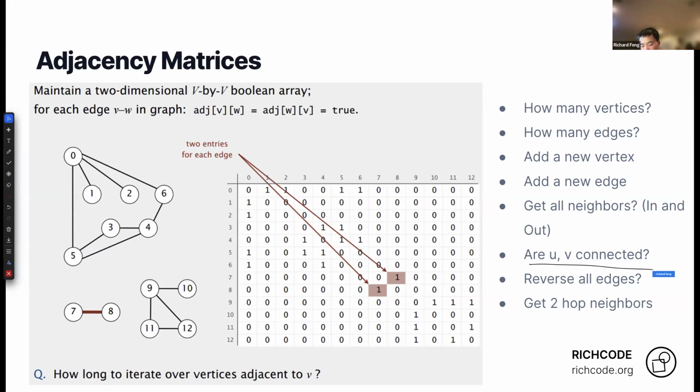Now, what if we want to know if vertices U and V are connected?